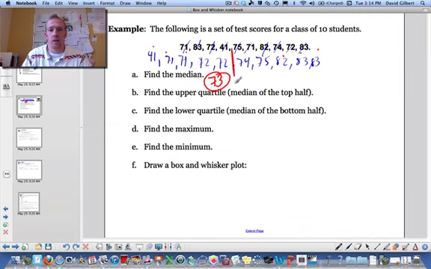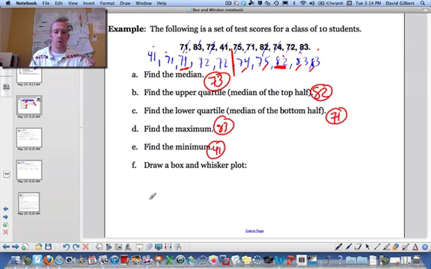That breaks our data in half. So the upper quartile is the median of the top half of numbers. So first, last, it's right here. So that's going to be an 82. Median of the bottom half is the middle number, which is a 71. The maximum is an 83. And the minimum is a 41.